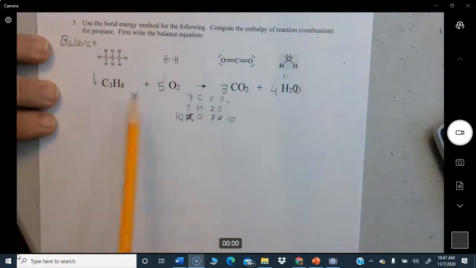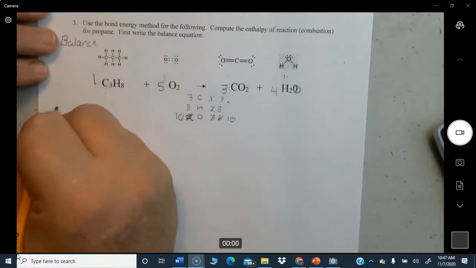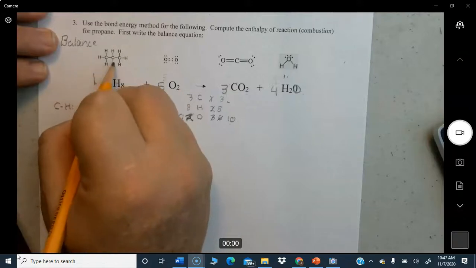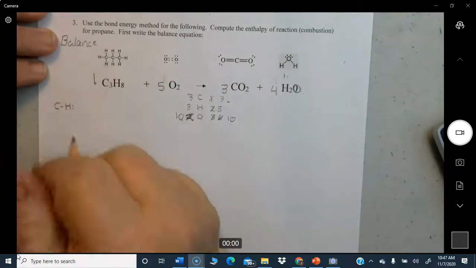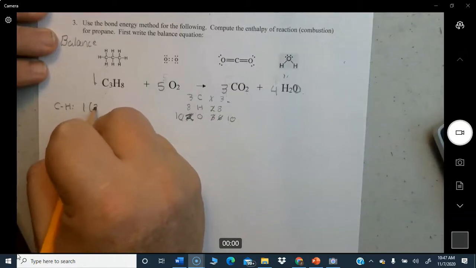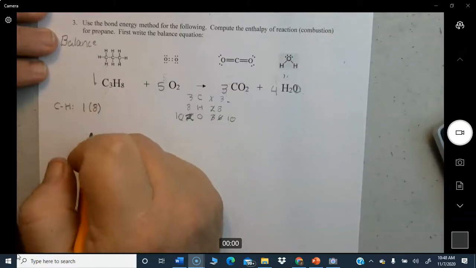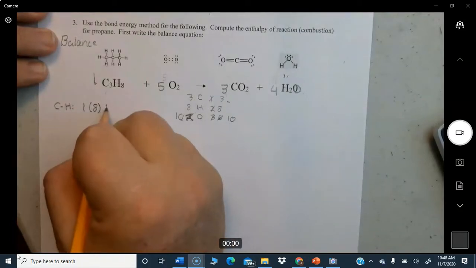Okay, I just want to double check it. 3 carbons, 8 hydrogens, and 10, 3, 2, yeah, okay. So here we go. We're going to have one of these. So for the CH bonds here, you have 1, 2, 3, 4, 5, 6, 7, 8. And there's one molecule. Let's start with that. There's 8 bonds per molecule of CH. And we've done this one before, it's 414.